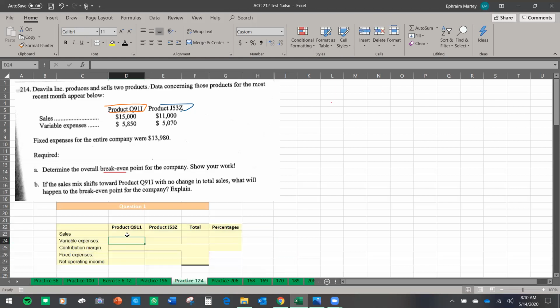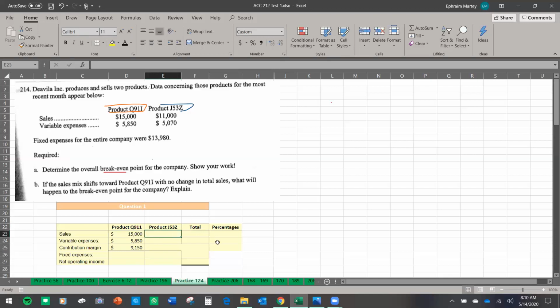So what are our sales for 911? That's 15,000. The emergency kit, and variable expenses 5,850. So what is our contribution margin in this case? You take this minus that, which gives us 9,150. Now we stop here because we can't find net operating income for this one. We need to find it for the total.